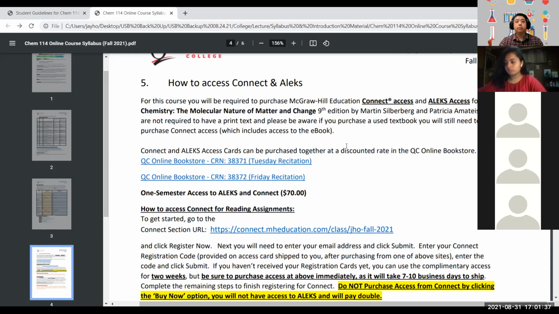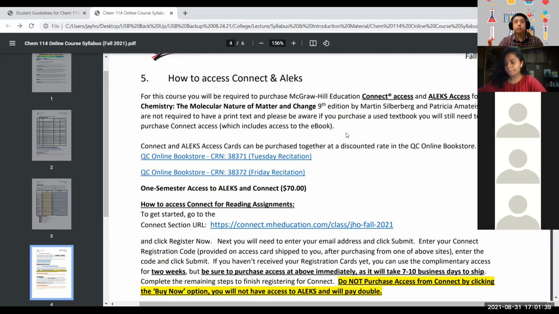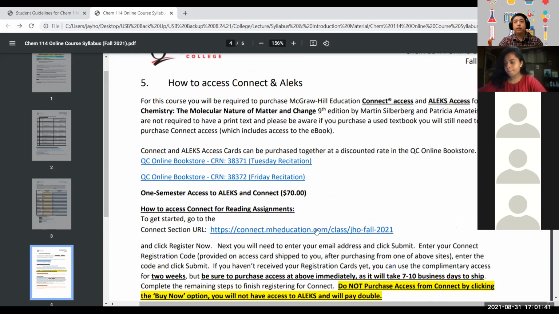That's the link that you were talking about that we had to click when we were doing the Connect thing. This is the link for the Connect right here.